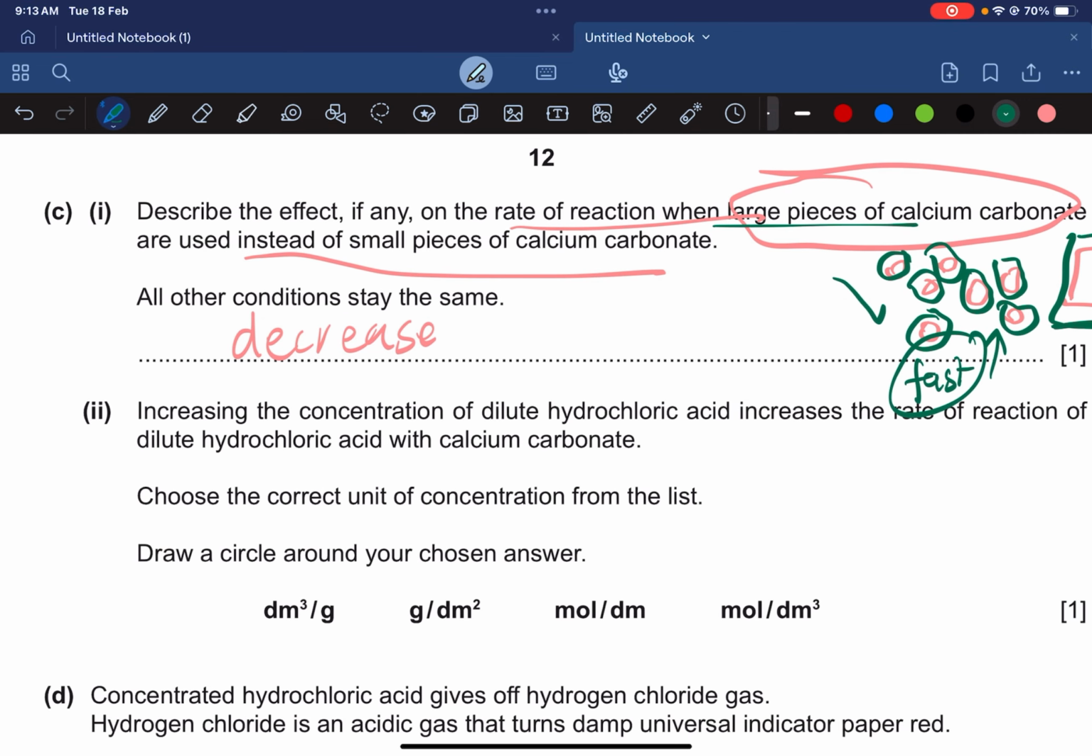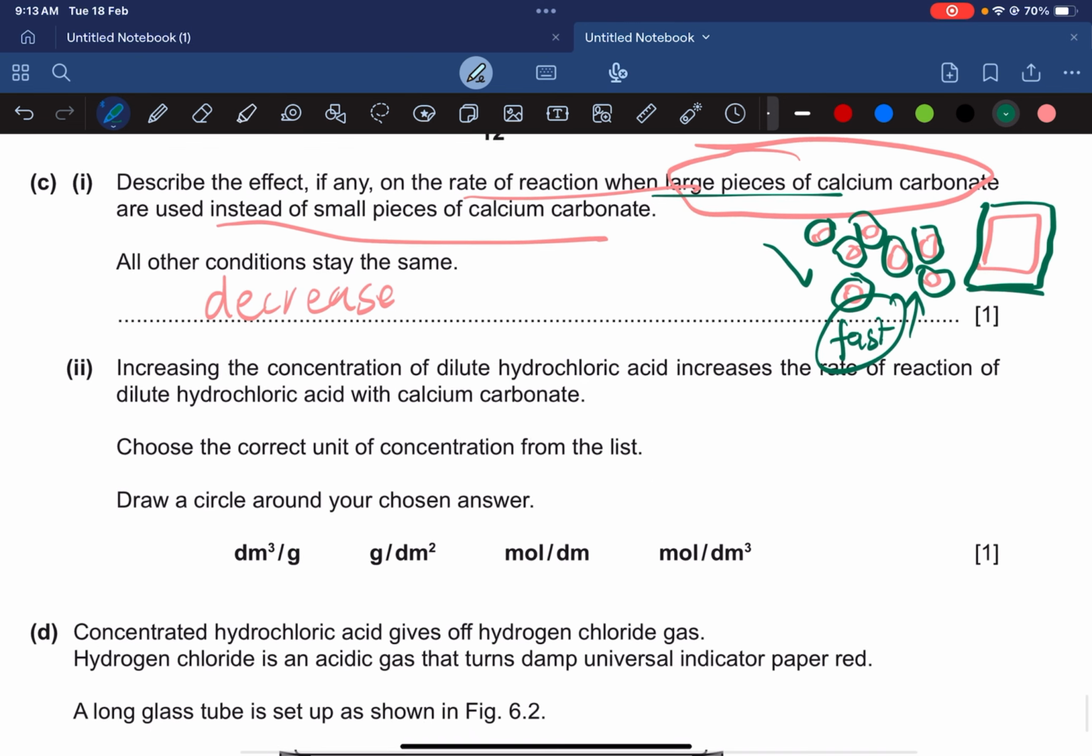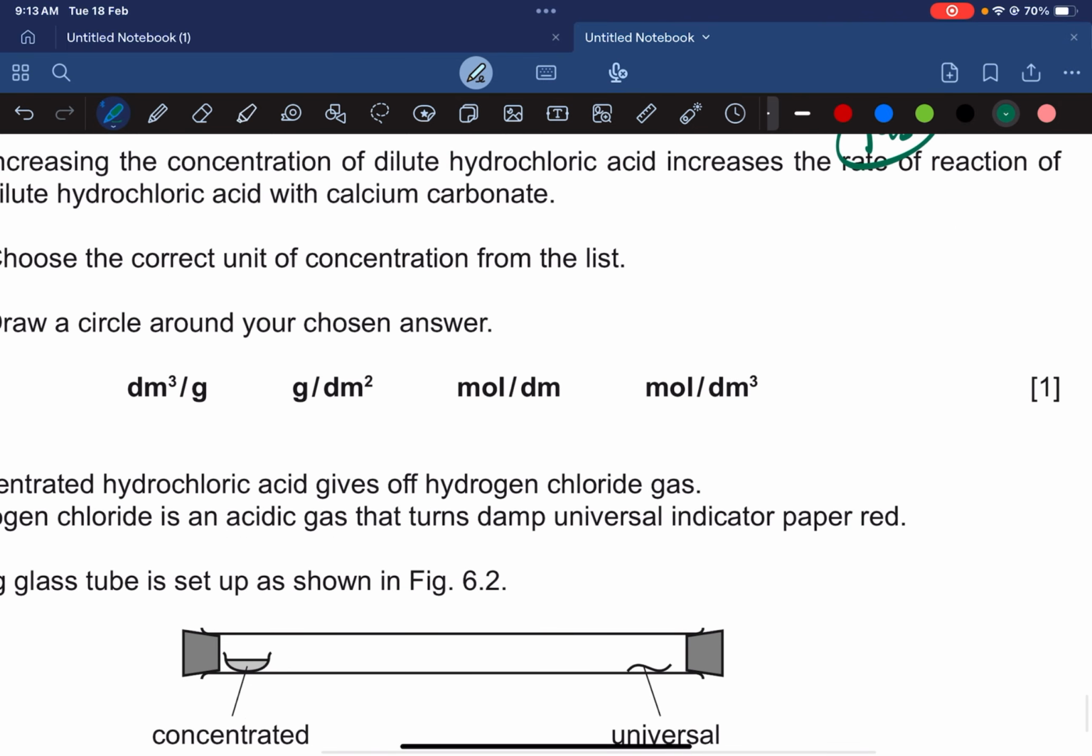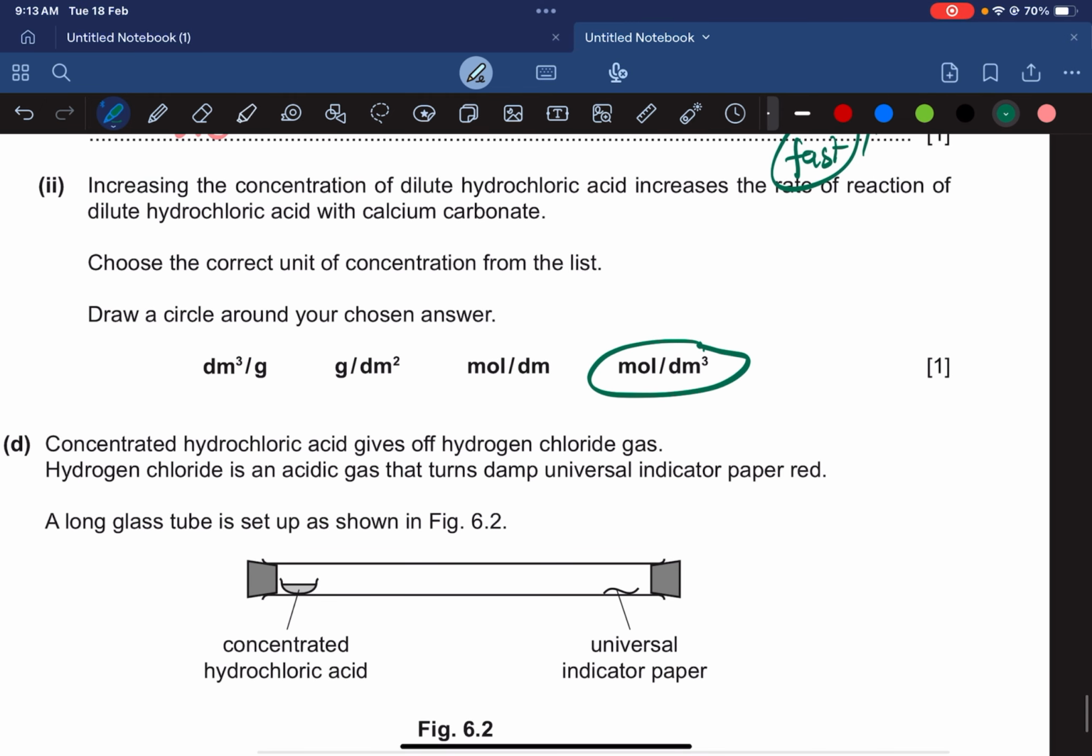Okay, increasing the concentration of hydrochloric acid increases the rate of the reaction of dilute hydrochloric acid with calcium carbonate. Choose the correct unit for concentration. Draw a circle. It is mole per dm cube. That is what we use for concentration. Concentrated hydrochloric acid gives off hydrogen chloride gas. Hydrogen chloride gas is acidic and turns damp universal indicator paper red.